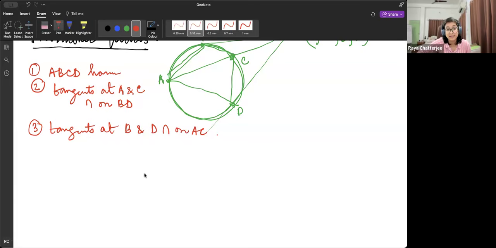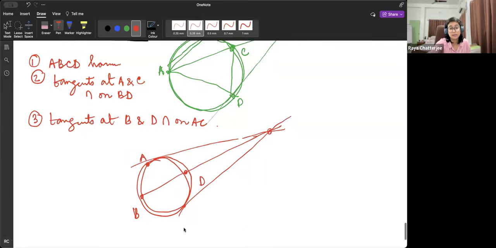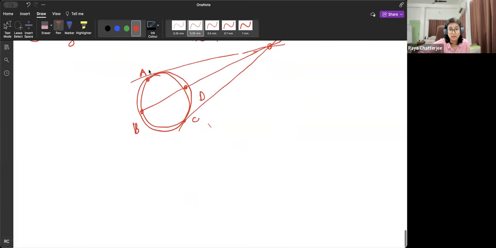So if you have any harmonic cyclic quadrilateral A, B, C, D, then what this says is that the tangents at A and C are going to intersect on the line BD, and the tangents at B and D are going to intersect on the line AC. This is what a harmonic quadrilateral should look like.